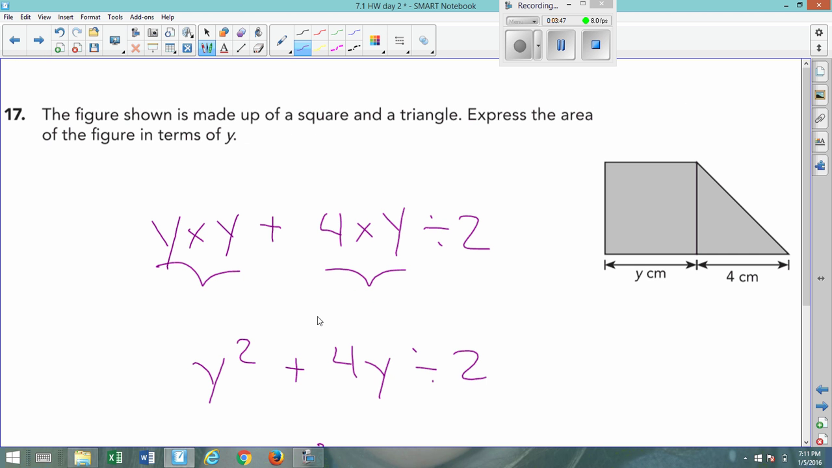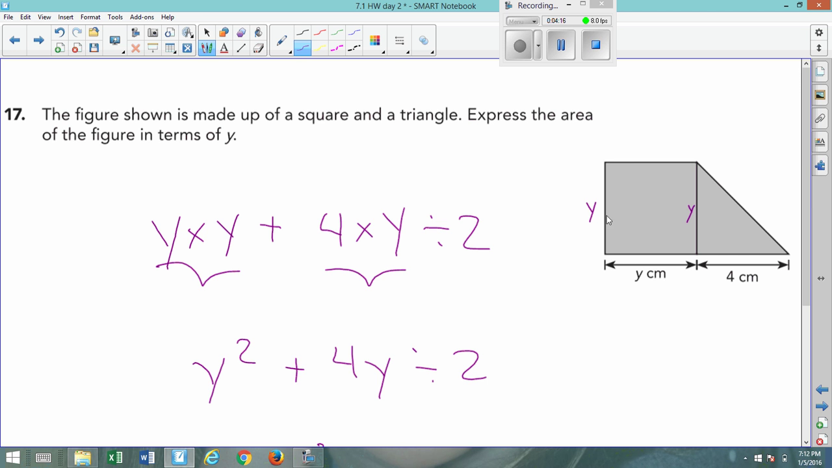The figure shown makes up a square and a triangle. Express the area of the figure in terms of Y. Well, first of all, we know that the area of a rectangle is length times width. Now, we know this is a square because it says the figure shown is made of a square. So we know that this is Y here, and this is also Y. We also know that this side is going to be worth Y also. So we know that it's going to be Y times Y.